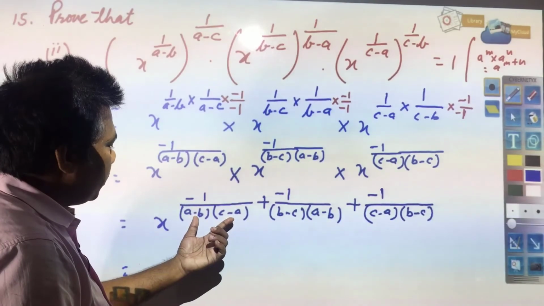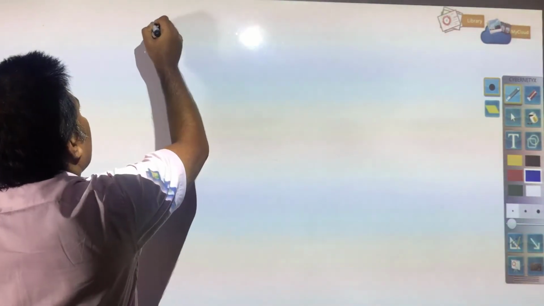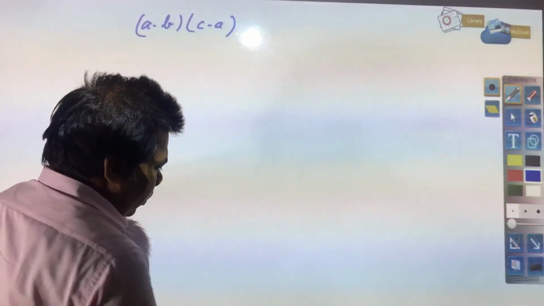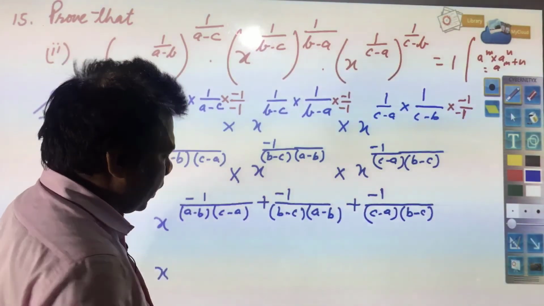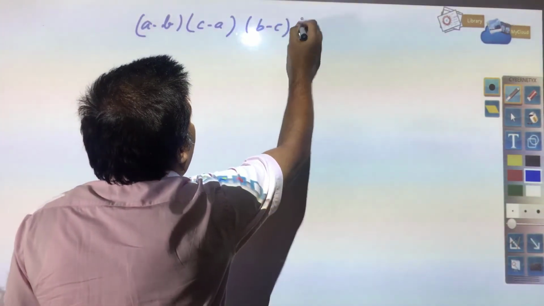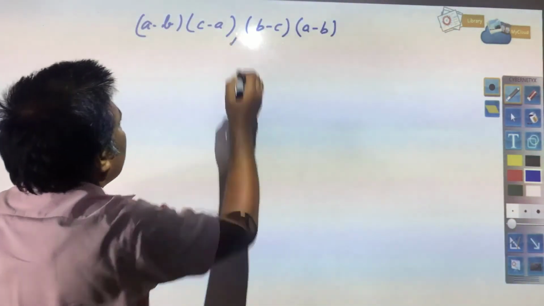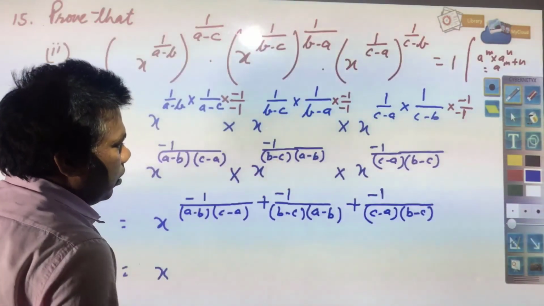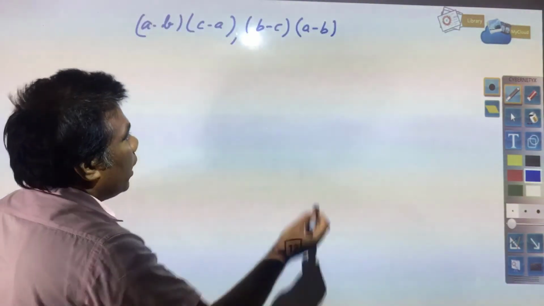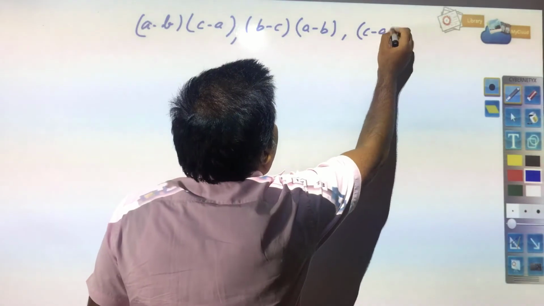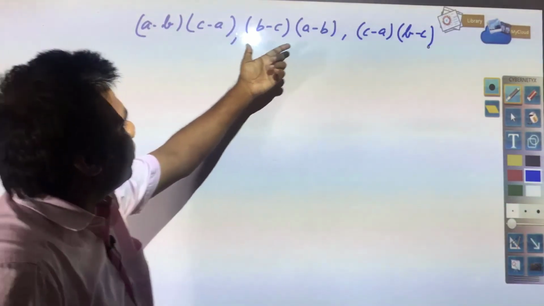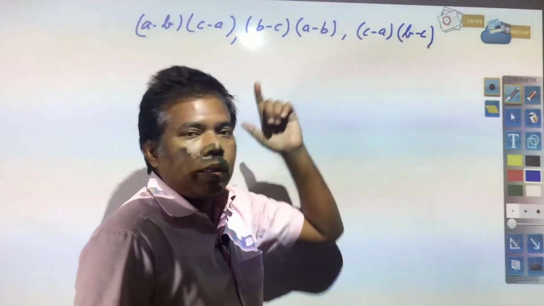We have here a minus b into c minus a, you have. Then you have b minus c and a minus b. Next you have c minus a and b minus c. Here you have a minus b into c minus a, b minus c into a minus b, and c minus a into b minus c.